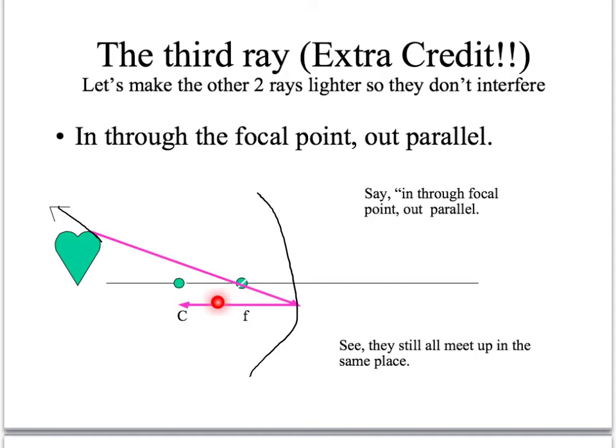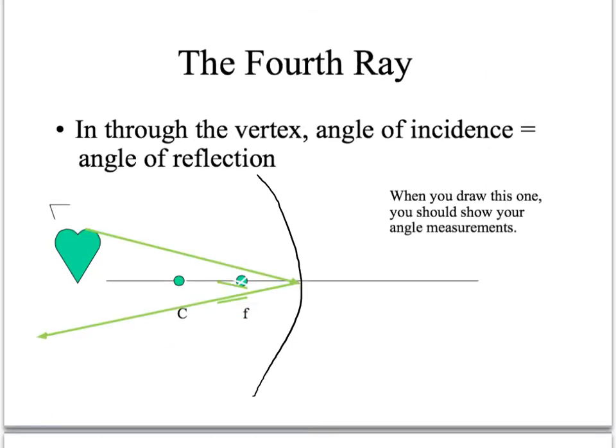We kind of lost our other two rays, but the one went from the top of the object straight through the center of curvature, in and out. And then we had one that went in parallel, out through the focal point. Hey, that's pretty good. All three of them meet right there, and that would be the top of our object.